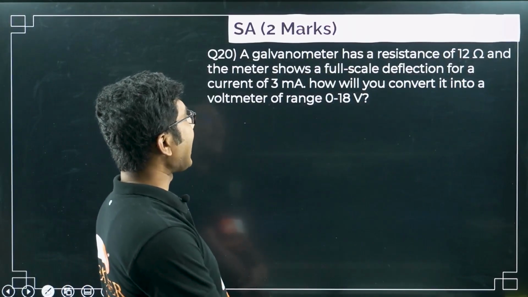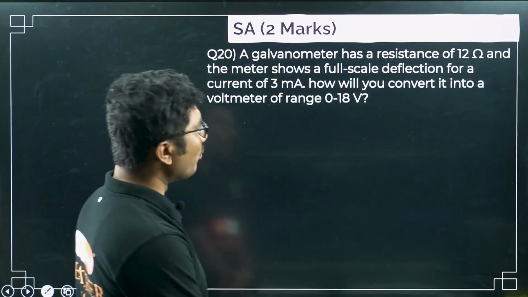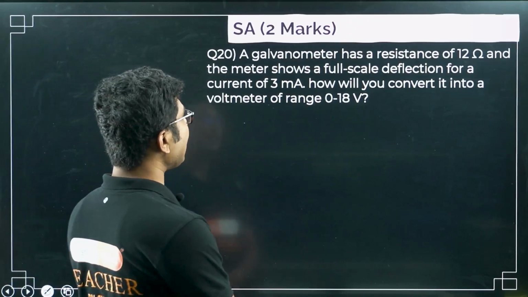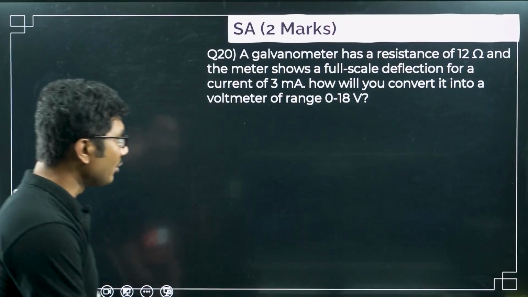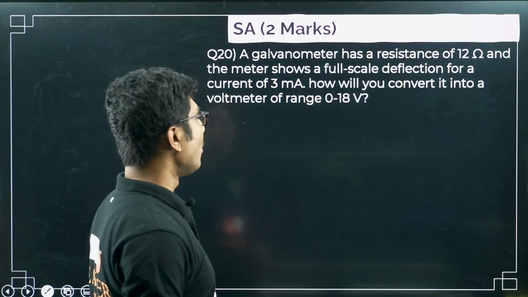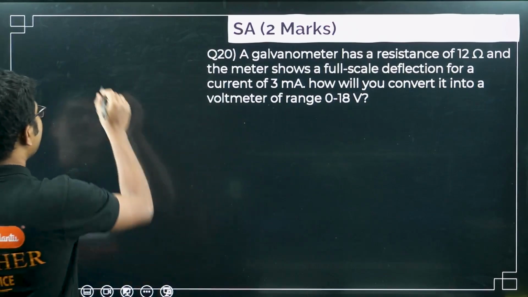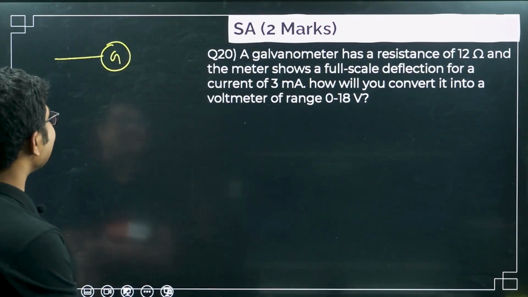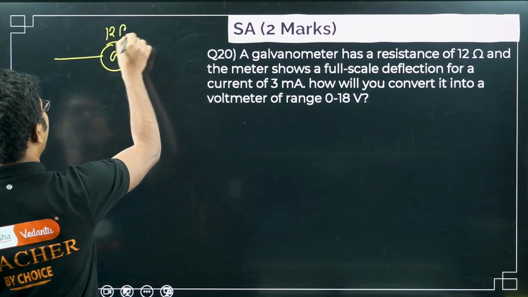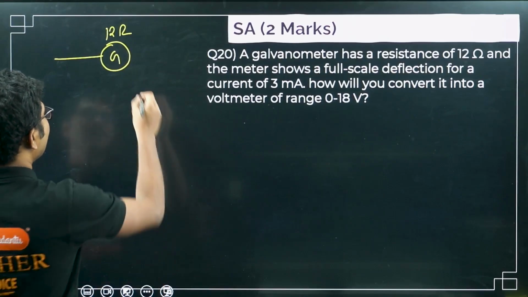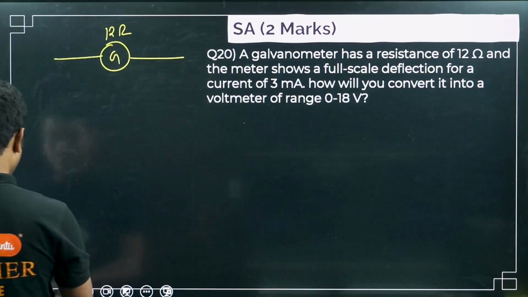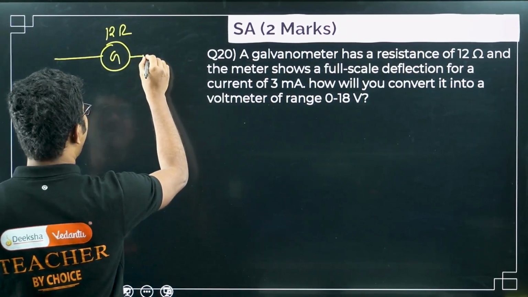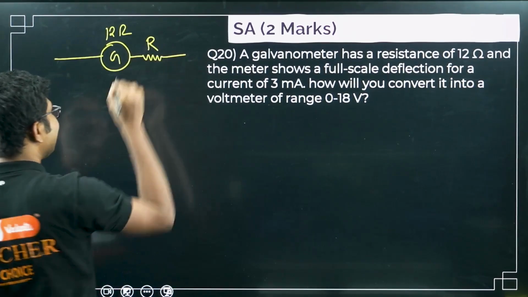Now a galvanometer has a series resistance of 12 ohm and the meter shows a full scale deflection for a current of 3 milliampere. How will you convert it into a voltmeter of the range 18 volt? So they have given you the galvanometer. The galvanometer has a resistance of 12 ohm. To convert a galvanometer into a voltmeter, you have to connect a resistance in series with it. Say a resistance in series we have connected.